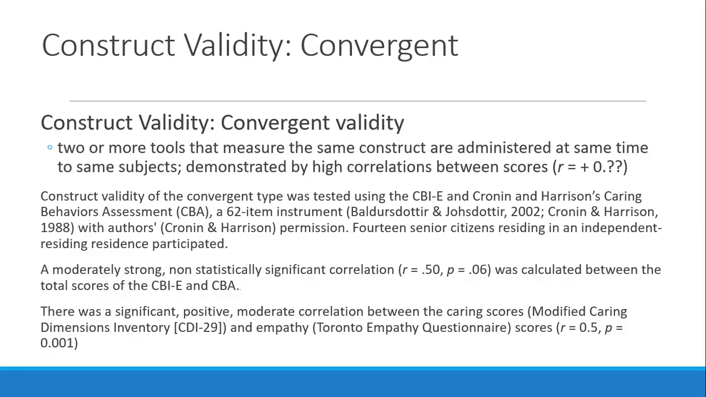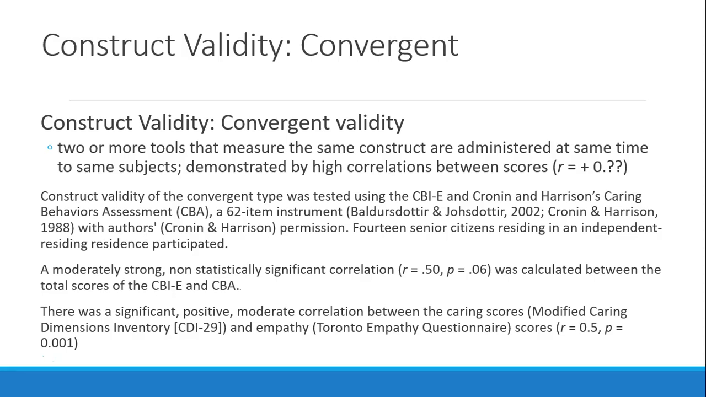So another set of convergent validity examples happened to come from Cronin and Harrison's instrument, the CBA, and the Caring Behaviors Inventory of Elders, CBIE, where this was checked out with 14 senior citizens and independent residing residents. So what was found was a moderately strong, non-statistically significant correlation. It was a small group, but what that means is it needs to be repeated. But it does establish convergent validity because both of those instruments measure the same construct.